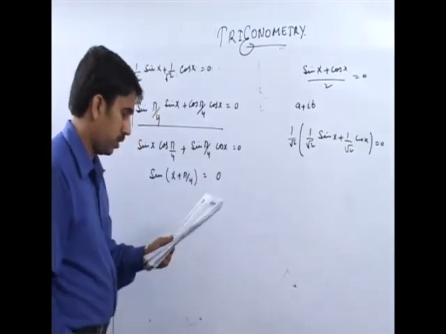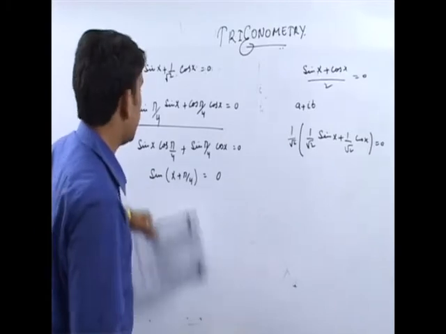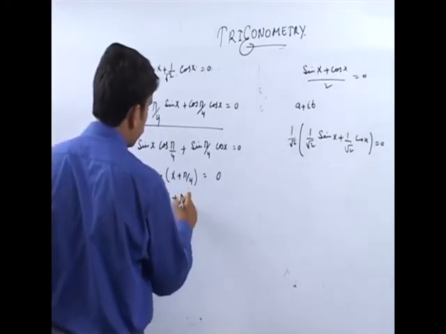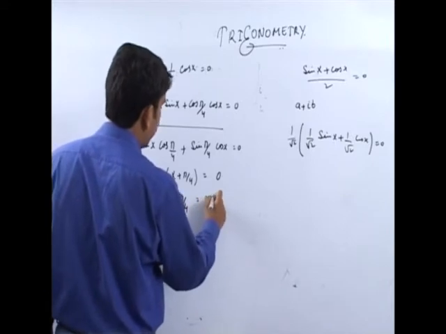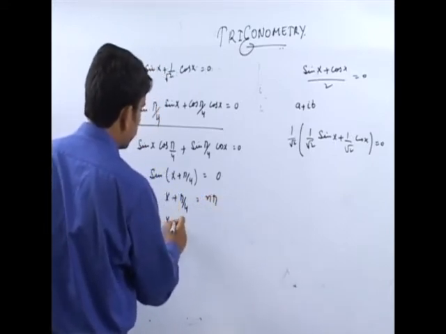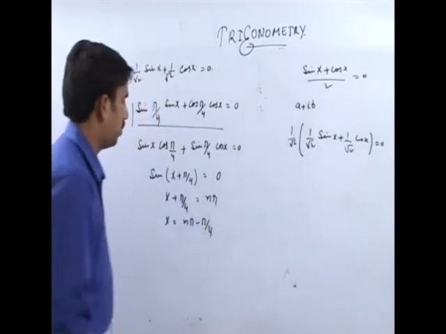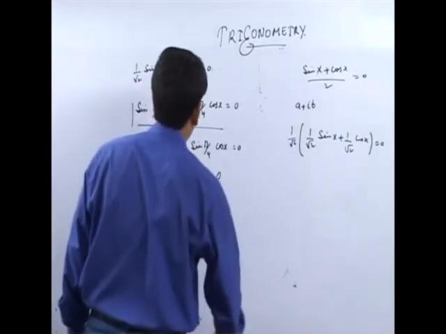Now we know that in equation 4, sin theta is equal to 0, theta is equal to n pi. That means x plus pi by 4 is equal to n pi, and this will be x is equal to n pi minus pi by 4. I hope this will be clear to you.